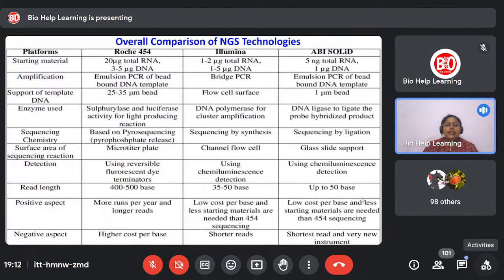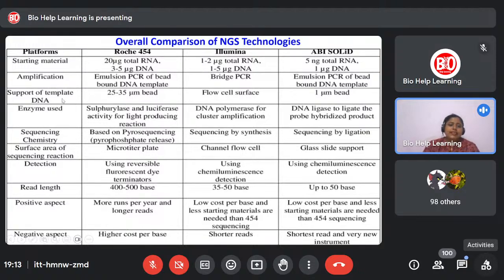Here is a brief comparison of all the NGS technologies based on different criteria. First, the starting material. Here you can see Roche 454 took 20 µg of total RNA or DNA, the same as Illumina and ABI SOLiD. This shows how much sample you can take for the run. For amplification, generally Roche 454 and ABI SOLiD use the emulsion PCR based method, while Illumina uses the bridge PCR method.